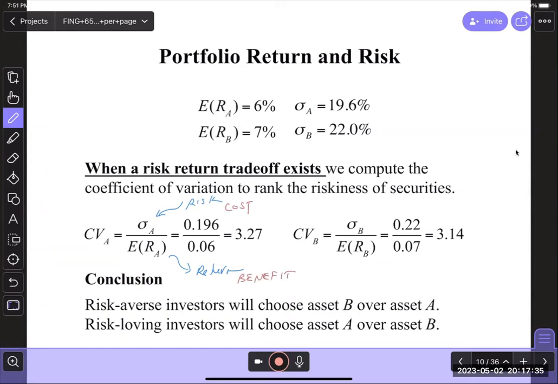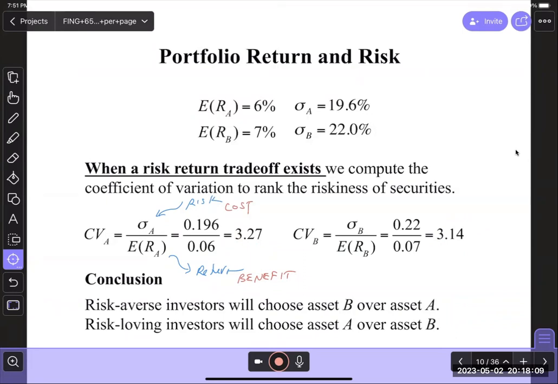So what we're going to do is divide the cost over the benefit to measure the risk per unit of return, per unit of benefit. So when we do that, we get 3.27 for A, but we only get 3.14 for B. So which one is more risky? It's the higher valued one. I mean, the higher coefficient of variation one. For each unit of benefit, you have to pay a higher price than you would in B.